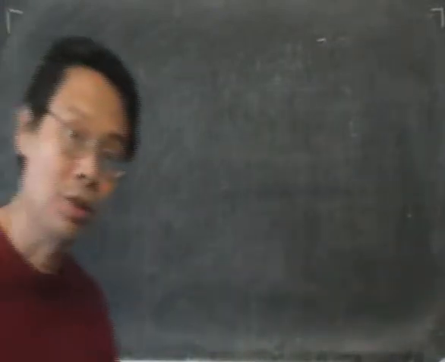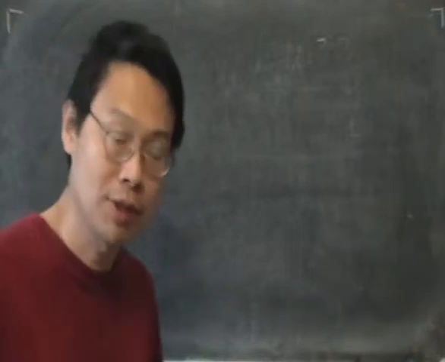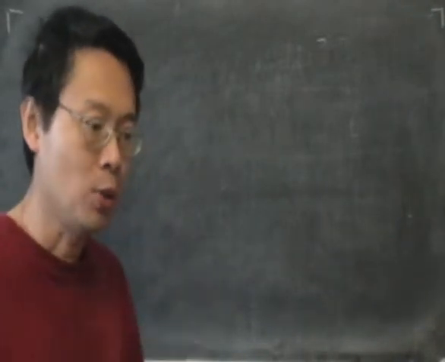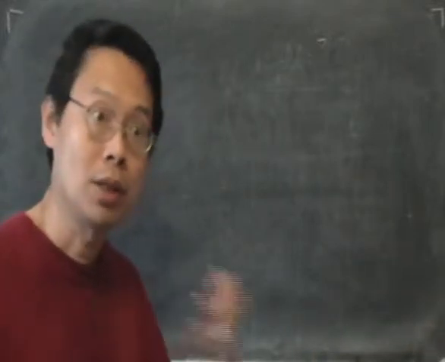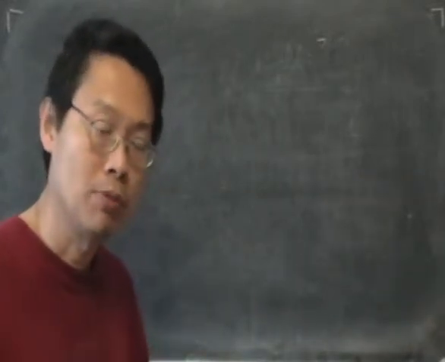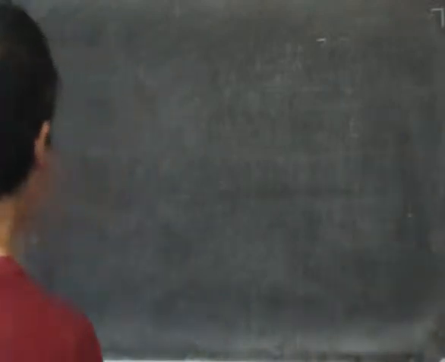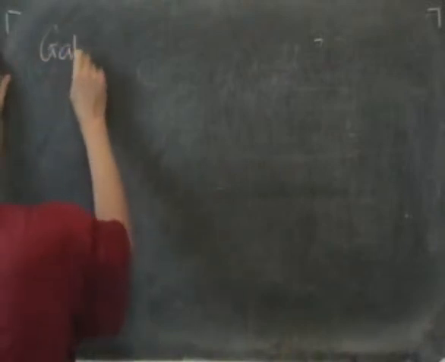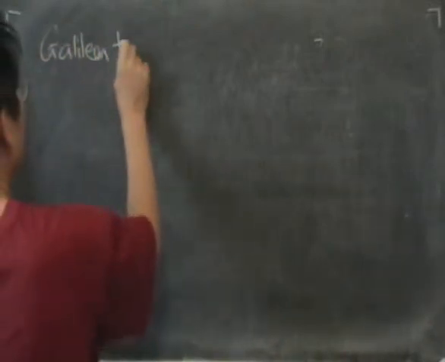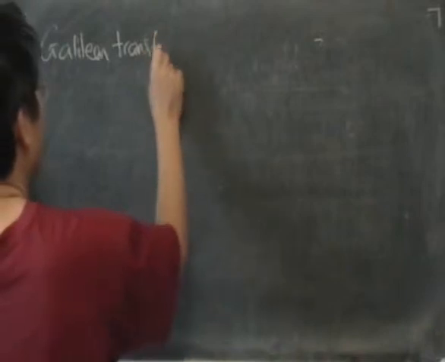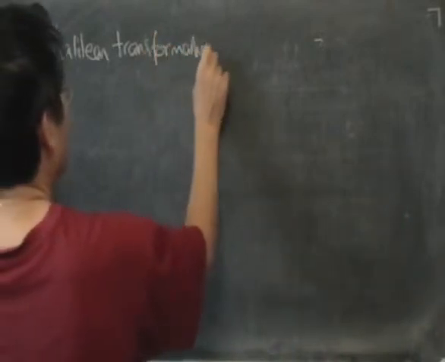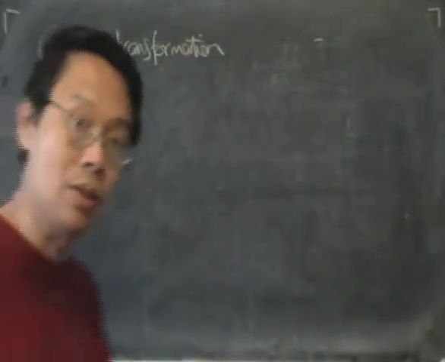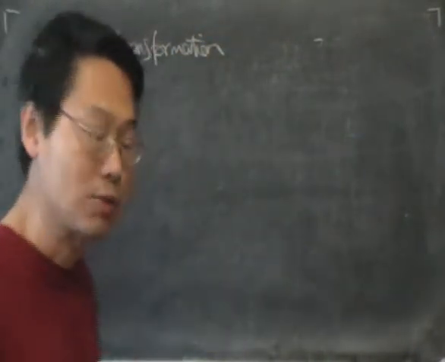Hi, in this session I'm going to talk about special relativity. I'll start with how people think about relative motion before the time of Einstein. The method is called Galilean transformation.